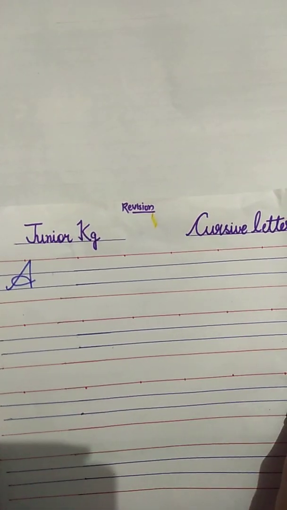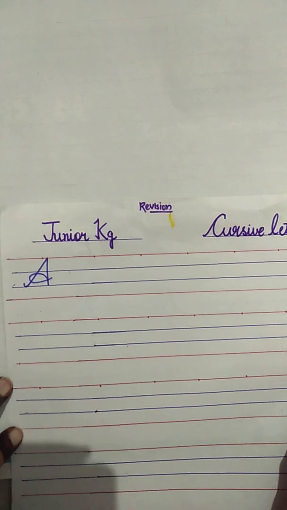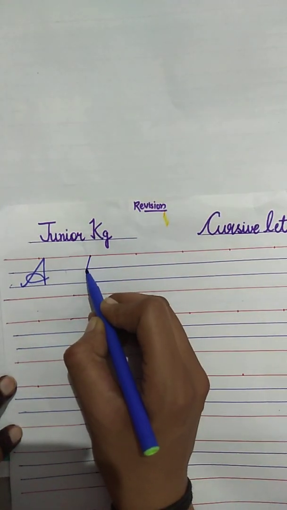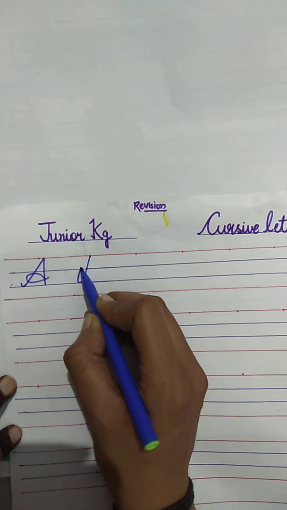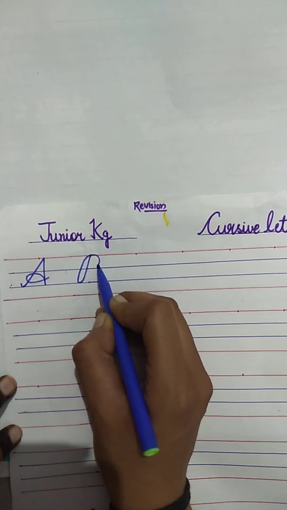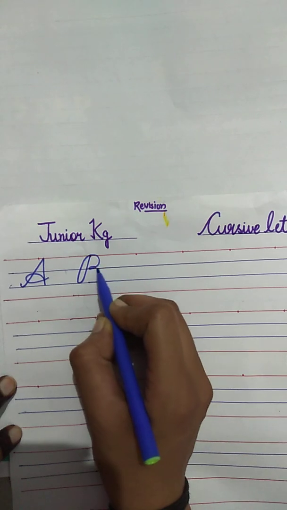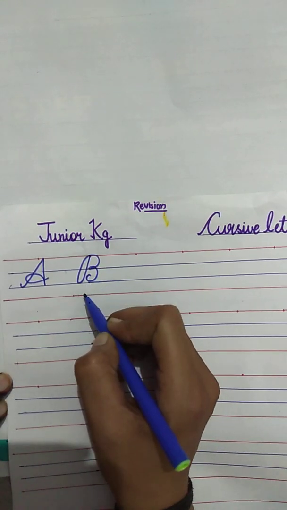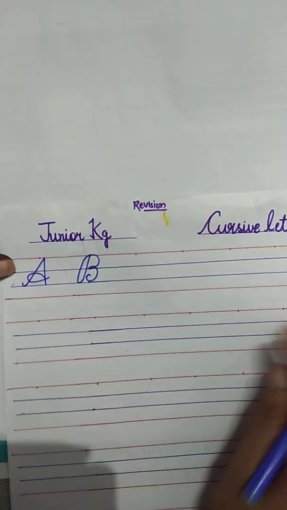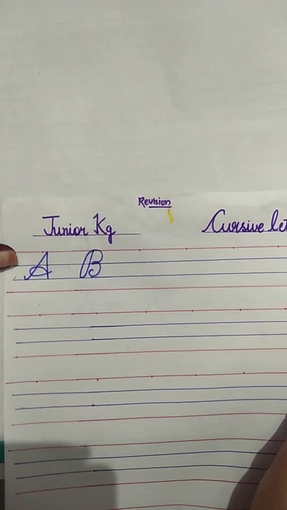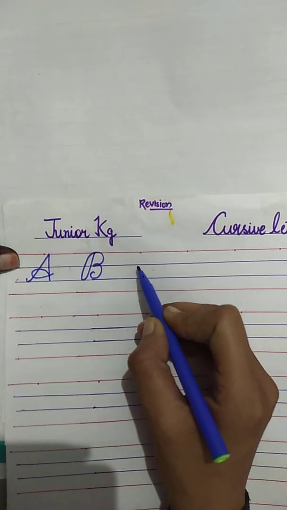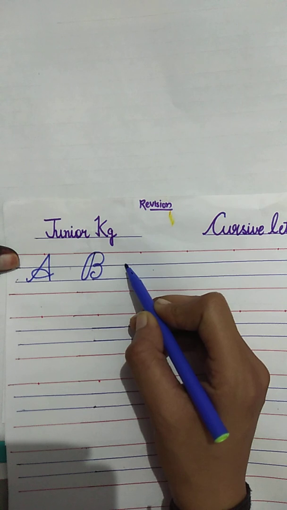Apple. Now the next letter is B. B for ball. See here. Draw a slanting line. One more slanting line. Then a loop. A semicircle. Then again a semicircle and stop here. B for ball. The spelling of ball is Ball. See here. The next letter is C.